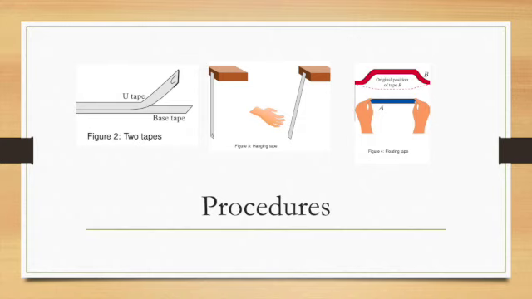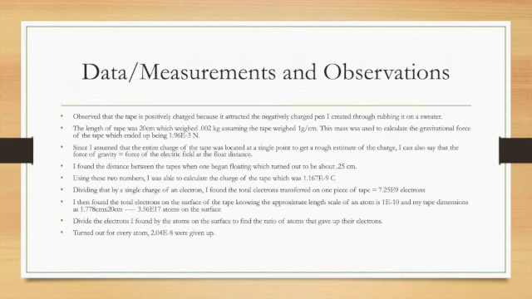Figure 4 shows the last part of the experiment, where I used two pieces of Scotch tape that were similarly charged and had one repel the other in order for the other to float. I ended up observing that the tape is positively charged because it is attracted to the negatively charged pen that I created through rubbing it on a sweater.